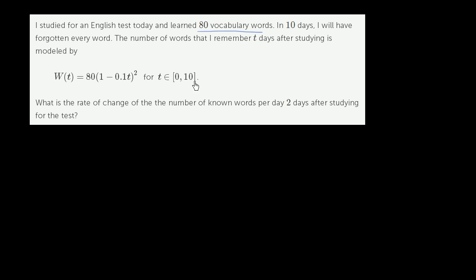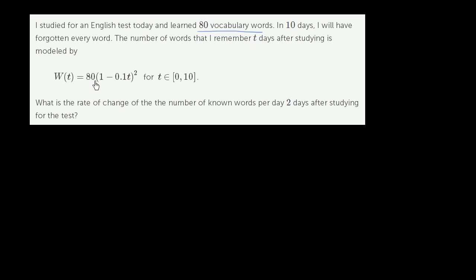That's why we have brackets right over here. What is the rate of change of the number of known words per day 2 days after studying for the test? And I encourage you to pause this video and try it on your own.